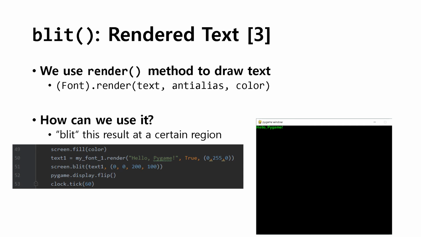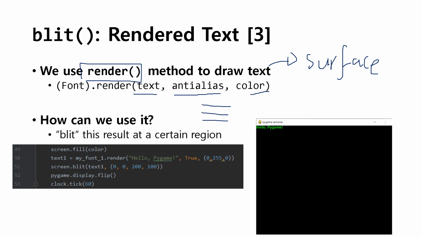Then we can use the render method to render some text. Actually, it returns a surface, like the image case. We can specify the text to be shown, anti-aliasing, and color. By the way, anti-aliasing is a processing method to smooth some pictures. For example, if there is some jagged line like this, then it can be smooth like this. Oh, my drawing is so bad. Anyway, you can choose this by True or False, like this.